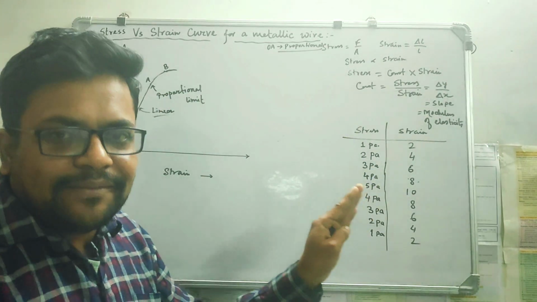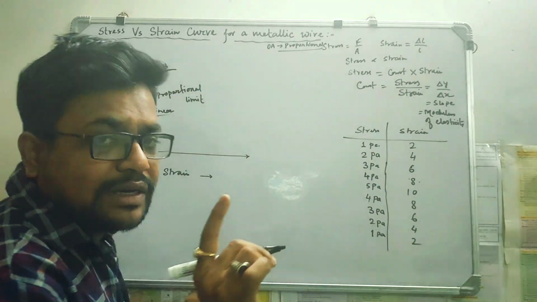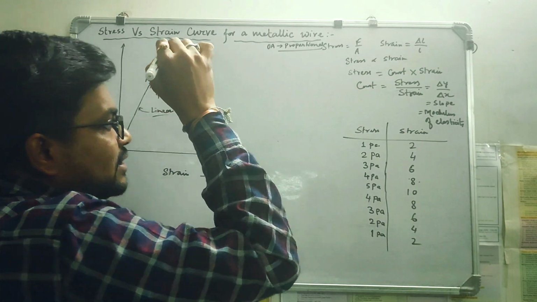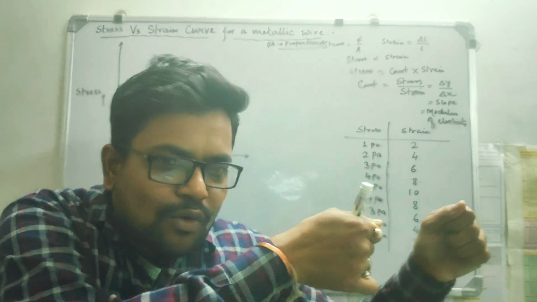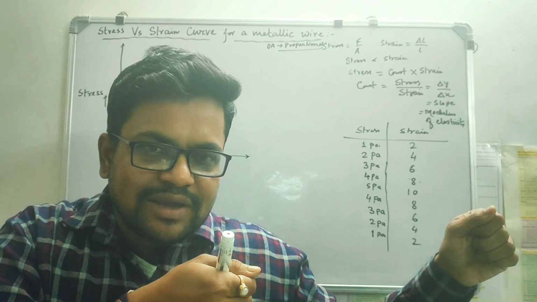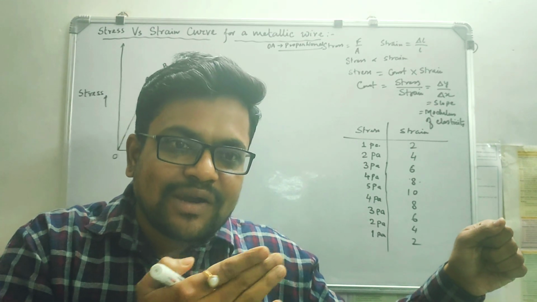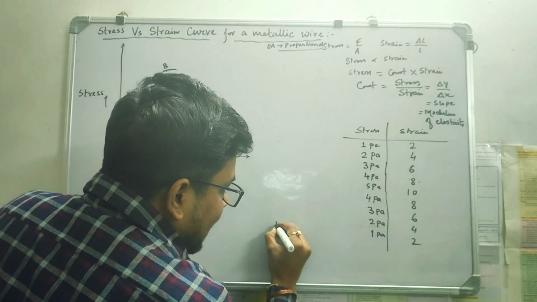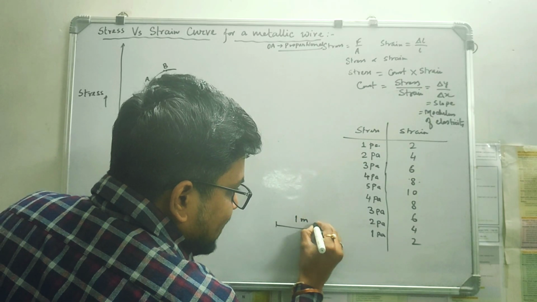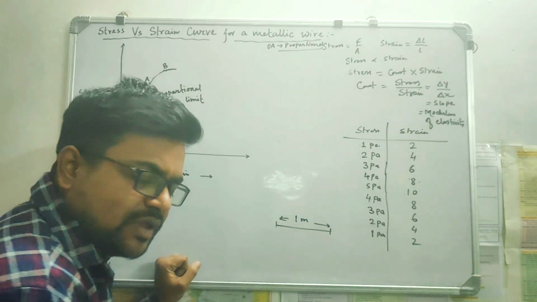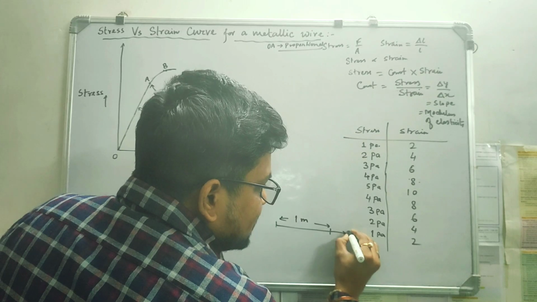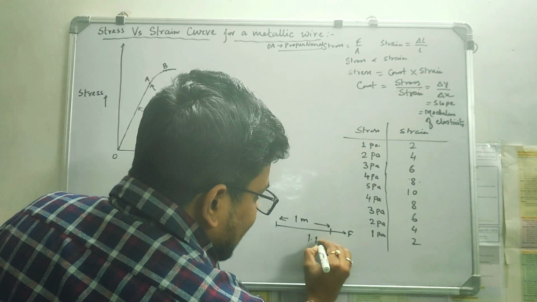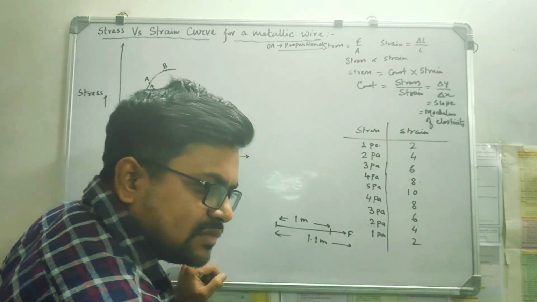After point A, from A to B, it is not a straight line, but there is a condition: when we remove the force, the wire bounces back to its original shape. For example, let us assume I take a wire of 1 meter length. I apply a force, pulling it, so its length increases to 1.1 meter, then again it bounces back.